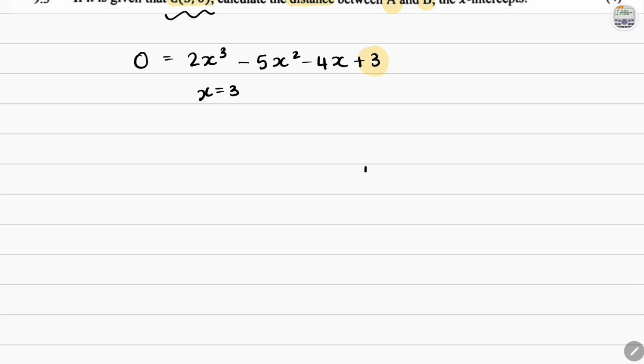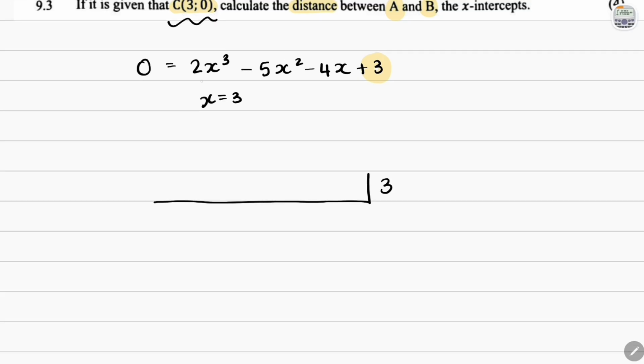To do that, we first draw an L backwards, like the capital letter L. And here we're going to put one of the roots that we have, which is x equals 3. So that is 3. And now we're going to list out the coefficients. So that is 2, the coefficient of x cubed, and minus 5, minus 4, and positive 3.